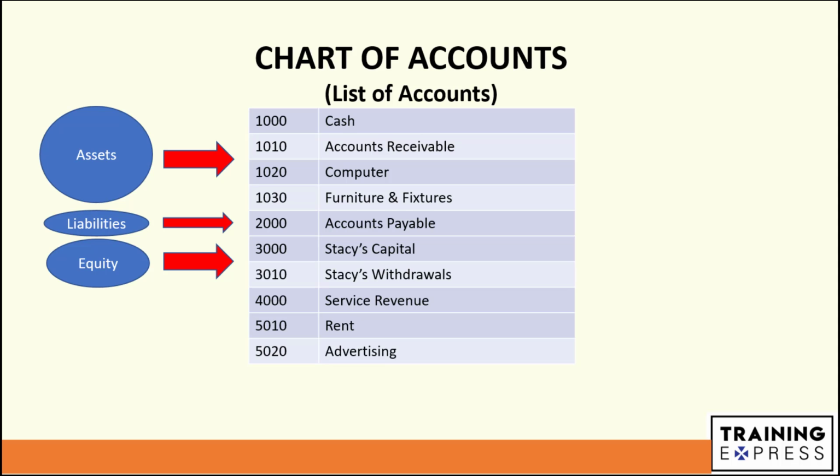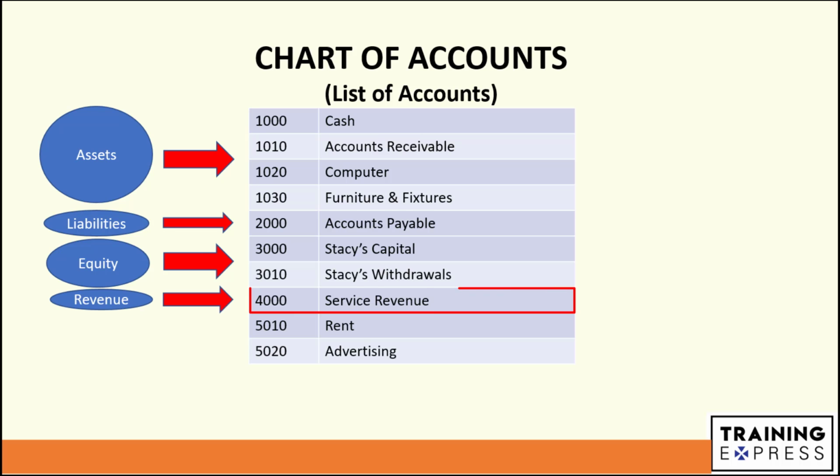3010. Once we are done with the balance sheet accounts, assets, liabilities and equity, now we can move on to the income statement accounts, which are revenue and expenses. So let's look at the revenue. You can see we have only one revenue account in this example, and that is service revenue.